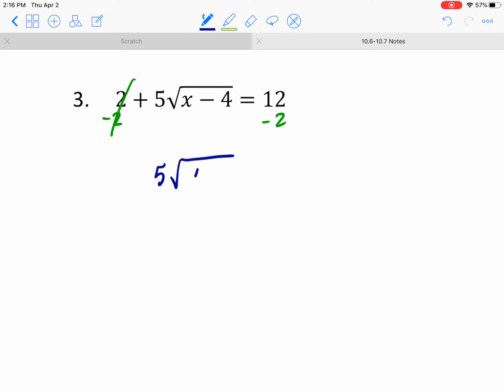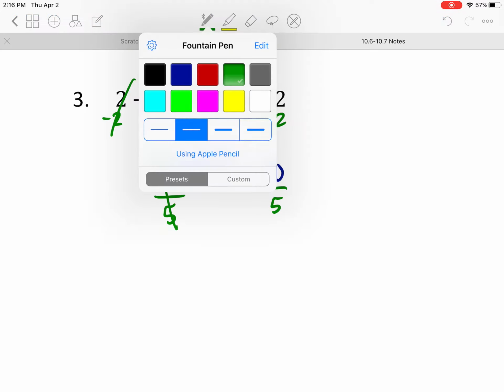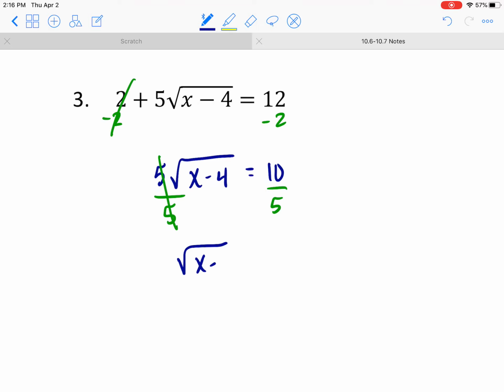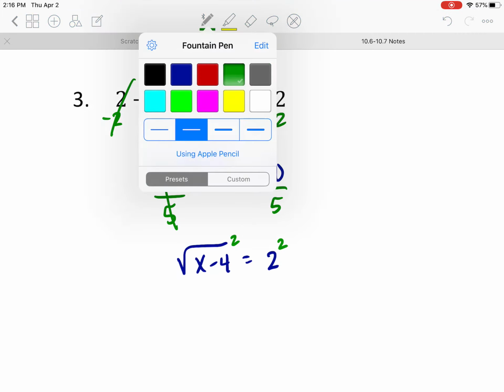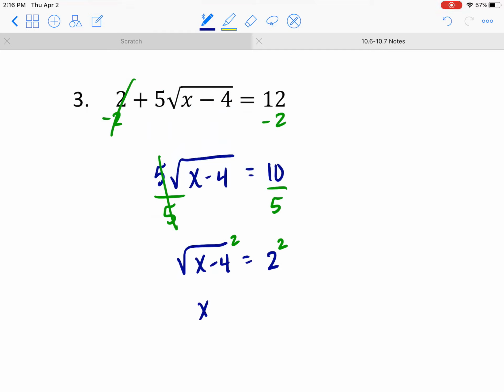Got to get this radical by itself. That is step 1. So I'm going to start by subtracting the 2 from both sides. That's gone. And now I have 5 times my square root of x minus 4 equal to 10. Now I can get rid of the times 5 by dividing both sides by 5. That's gone. So now I have my square root of x minus 4 equal to 2.